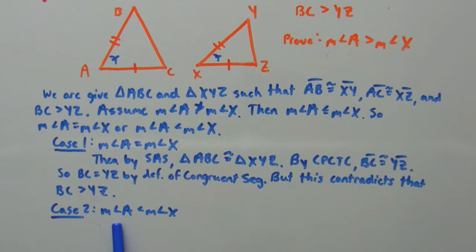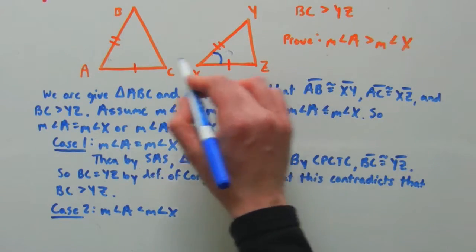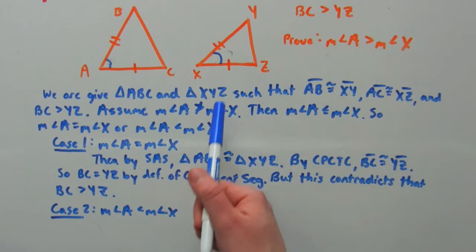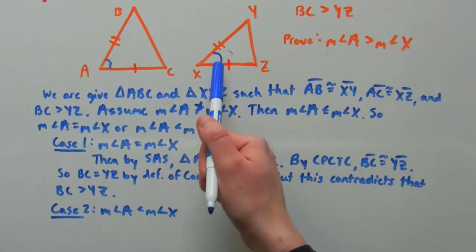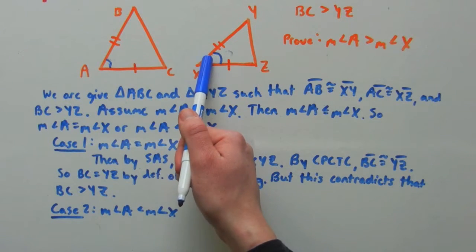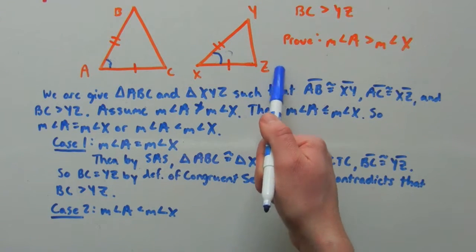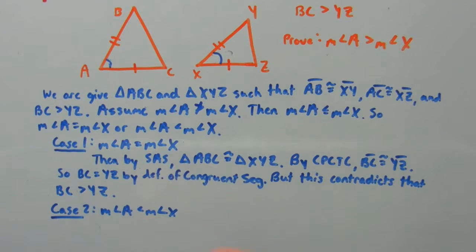Case 2, we have that the measure of angle A is less than the measure of angle X. But think about the theorem we went over in the last video, SSS Inequality, or the Hinge Theorem. We're saying that this angle X is greater than this angle A. So by that Hinge theorem, we have two sides are congruent to two sides of another triangle, and the included angle of the first triangle is greater than the included angle of the second triangle. So YZ is greater than BC. Or in other words, BC is less than YZ.